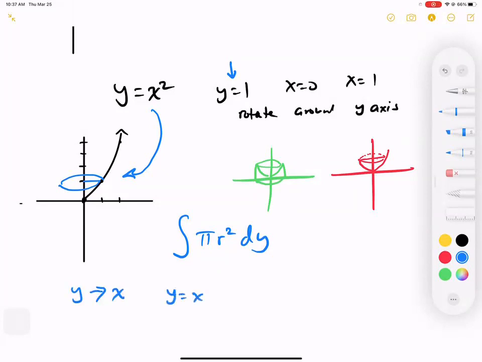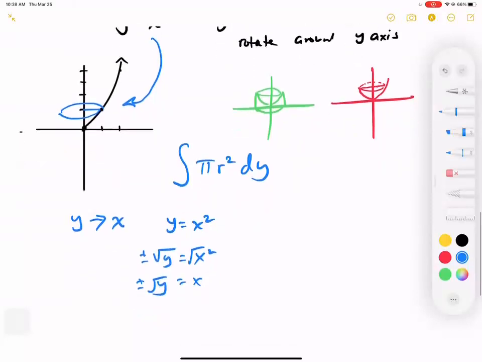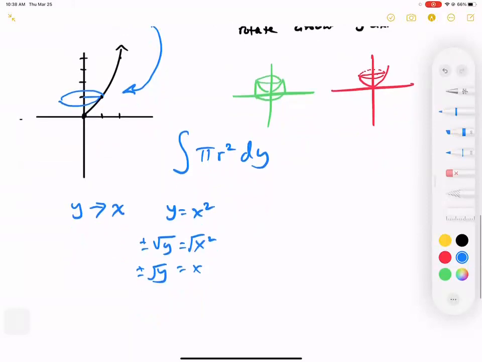Y is equal to x squared. Solving for x, we take a square root of both sides, plus and minus. Now let's write it out. X equals plus and minus square root of y. Now do we want both of these? No, in this case we only want the positive version. So x is equal to the square root of y.